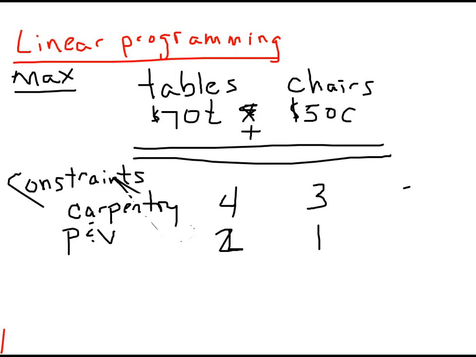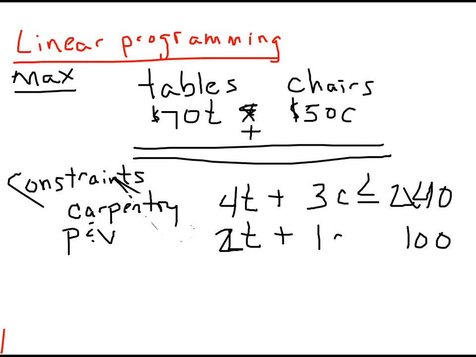Now, what else do I know about carpentry? I know that I have 240 hours of carpentry, and I know that I have 100 hours of painting and varnishing. So let's turn this into a formula now. 4T plus 3C has to be less than or equal to 240. For painting and varnishing, 2T plus 1C has to be less than or equal to 100.